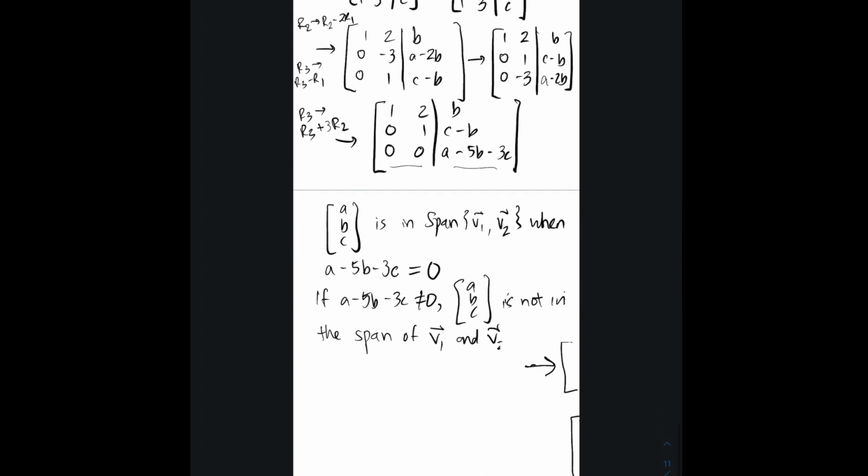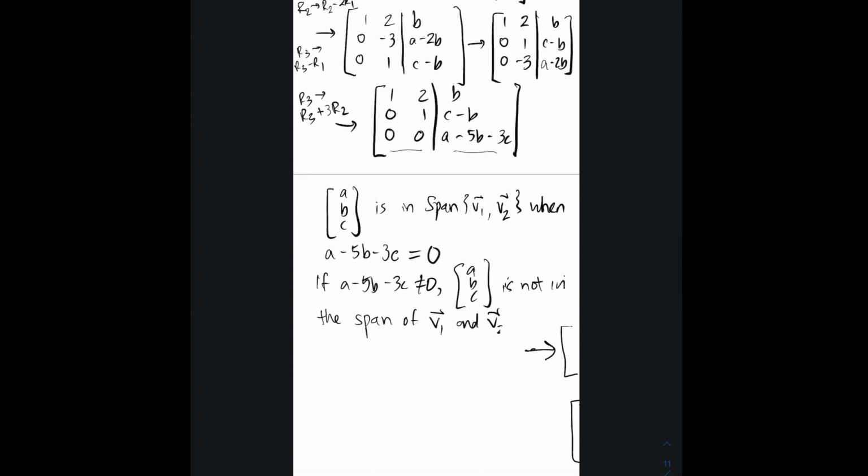It's easy to come up with vectors that are not on the plane, right? So for instance, how about 1, 2, 3? Is that in the span of V1 and V2? Well, no, because 1 minus 5 times 2 minus 3 times 3 is not equal to 0.